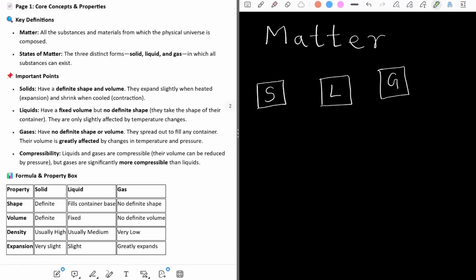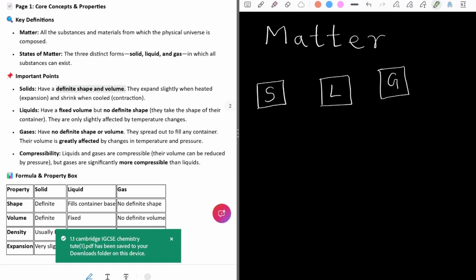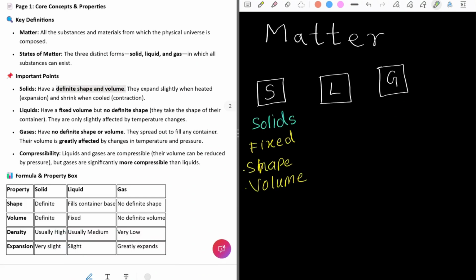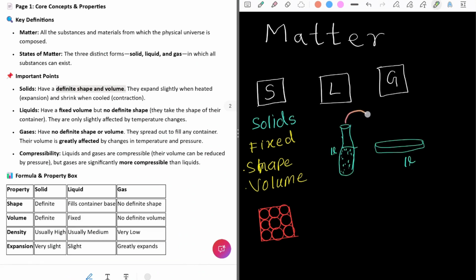Now look at the PDF for solids. These have a definite shape and volume. Solids have fixed shape and volume. They are stubborn. They only expand or shrink very slightly when the temperature changes. But liquids have a fixed volume but no definite shape. They take the shape of their container base. If you pour 1 liter of juice from a bottle into a flat bowl, it's still 1 liter, but the shape changes to fit the bowl.